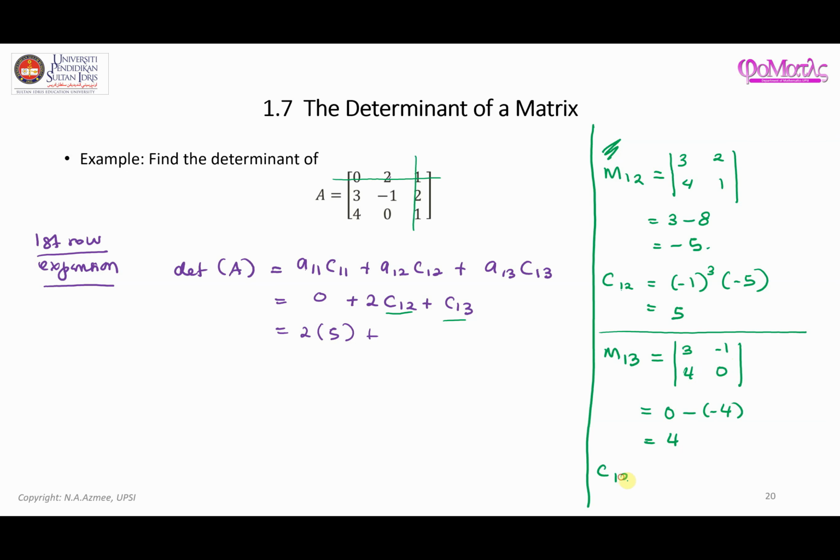So the result here is 4. C13 is just negative 1 to the power of 1 plus 3, which is 4. Put it at the top, and then the result of M13, just plug in right next to this sign. Okay. Negative 1 to the power of 4 is a positive sign. So it's going to be 4. So C13 is 4. Just plug in right there. Therefore, the determinant of A is equal to 14.